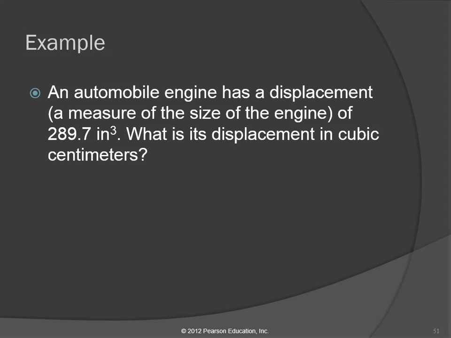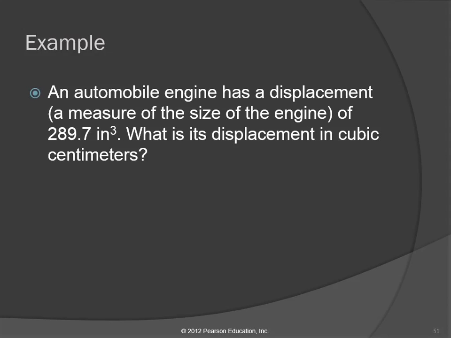So let's do another example. An automobile engine has a displacement of 289.7 cubic inches. What is its displacement in cubic centimeters? So the displacement of an engine is a measure of how big the engine is. Now they measure them in liters, and so maybe a 1.6 liter engine. They're saying what size the engine is. This happens to be the size of the engine in my old Mustang. It's 289 cubic inches.